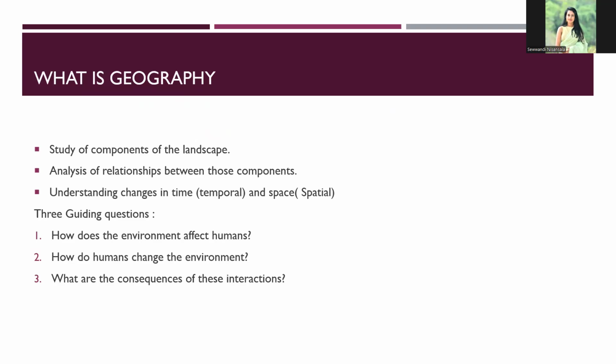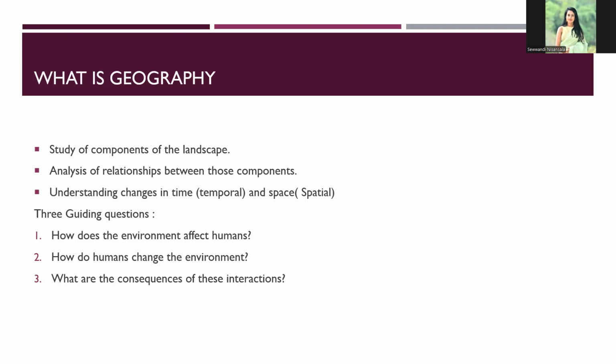But we don't just list them, we study how they are connected. For example, how does the Mahaweli River help agriculture in the dry zone? Or how does deforestation in the Knuckles affect rainfall in the north? So geography has three key questions. We ask about all these things using those questions.